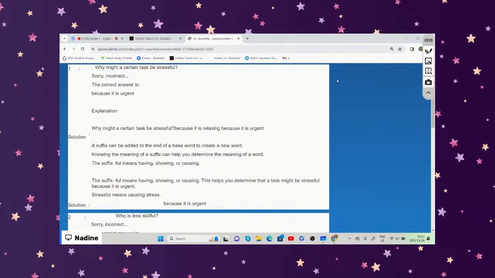And usually, when we stress or when a task is stressful, right? And we stress about a specific task, it means because it is urgent, right? It's urgent. So we need to urgently give it in. There's like a due date, and now it is kind of stressing you, right? So that is why a certain task is stressful.